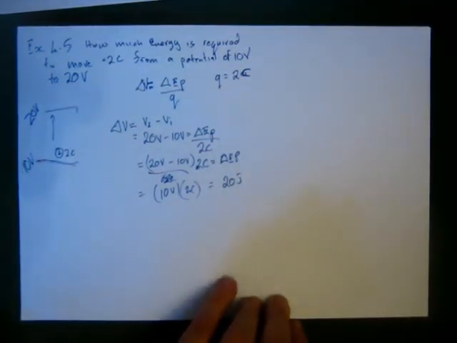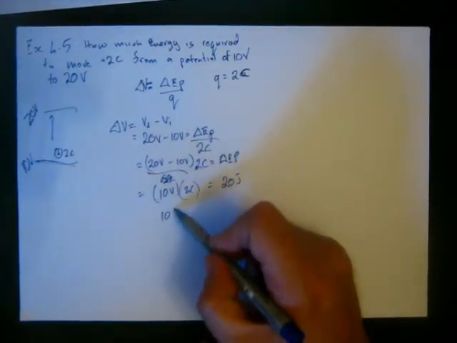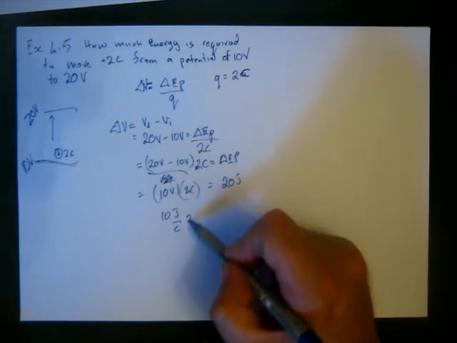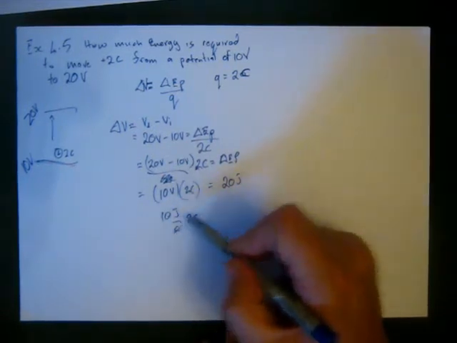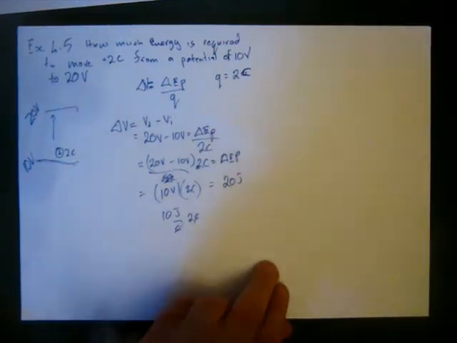Basically, the reason for this is 10 volts is equal to 10 joules per coulomb, times 2 coulombs. Coulombs cancel, 20 joules. Okay, that seemed easy enough. Let's try something else.